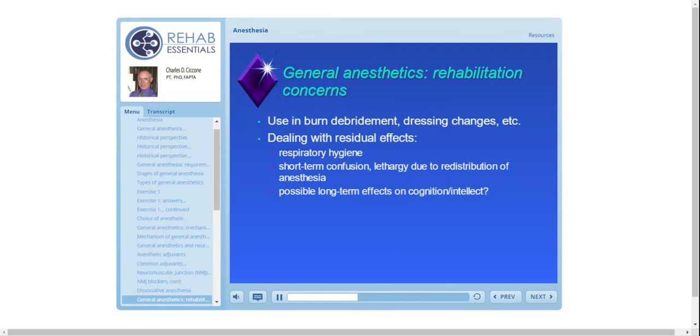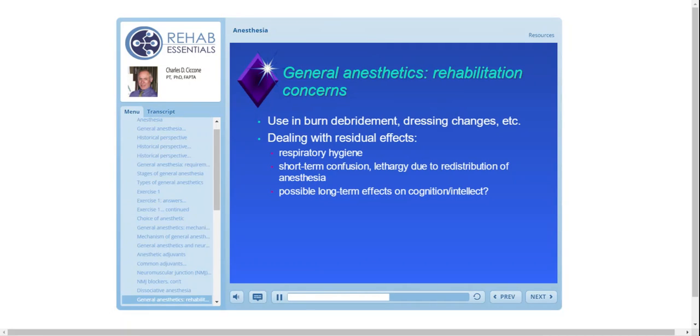Second thing, short-term confusion and lethargy. This is due to that redistribution effect. While the patient is under the anesthesia, because it's very lipid soluble, it has been soaked up by fat content in the body, and now it's leaking out of these fat deposits and back into the bloodstream. So we see this, and we hopefully can try to speed it up a little bit by getting the patient moving, by doing respiratory exercises to get them to breathe more deeply.